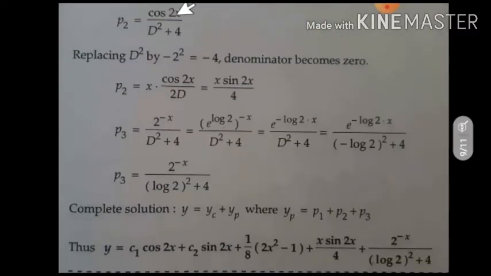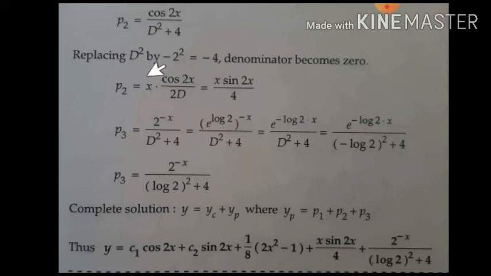Next P2. What is the second function they have given? Cos 2x. Type 2. So replace D square by minus a square. So it becomes minus 4. So when I substitute minus 4 here, the denominator becomes 0. Since the denominator becomes 0, what we should do? We should introduce an x on the left side of the differential operator. See, I am not writing it above. I am writing it on the left side of the differential operator.